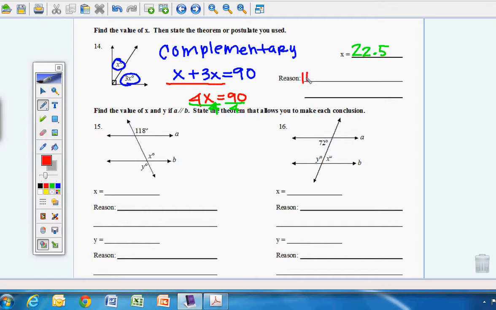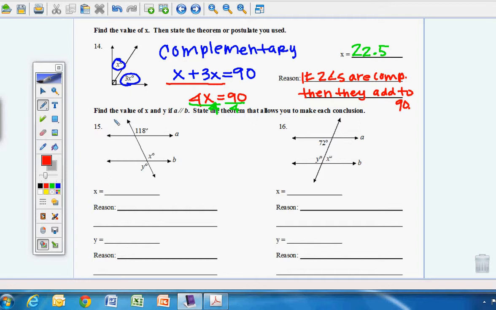If 2 angles are complementary, then they add up to 90. Add to 90 down here. There we go. Okay, so everything you do, I want you guys to talk to yourselves out loud. Keep thinking about what am I doing and how am I getting there.